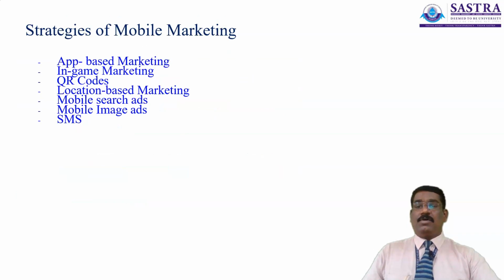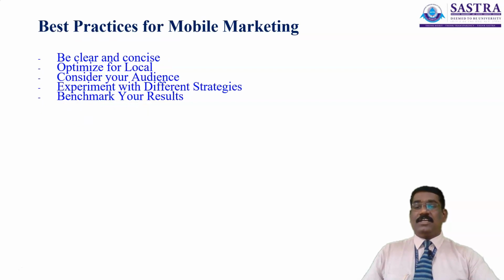So next, let's talk about the strategies of mobile marketing. When you do mobile marketing, in order to reach the consumers, we have a lot of application-based marketing and gaming to give excitement to the customers. Through mobile marketing, they are using QR codes to attract the customers. And also, we can specifically reach them by location-based marketing, where Google Analytics has the option for that. Mobile image ads are available to excite the customers who are holding the mobile, and SMS are also available.